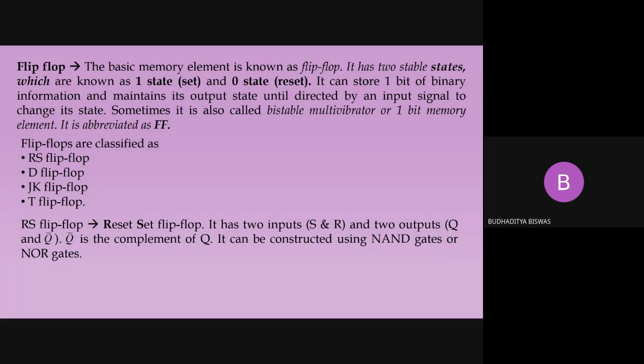Sometimes I think you heard from analog electronics about the astable device. You heard about this term, astable device? Yes, sir. Astable device means there is only one stable state, either 0 or 1. Okay, so if 0 is the stable state, then it may go to 1, but immediately it will come back to 0 because only one stable state is there.